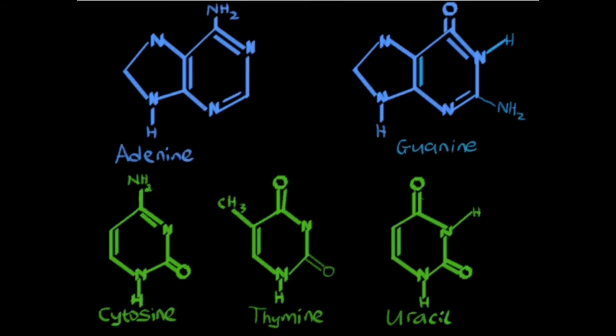Due to the double rings, the purines are larger structures than the pyrimidines, which are just single rings. These are the nitrogenous bases that would help us understand the concept of our DNA and RNA structures, which we said are nucleic acids.